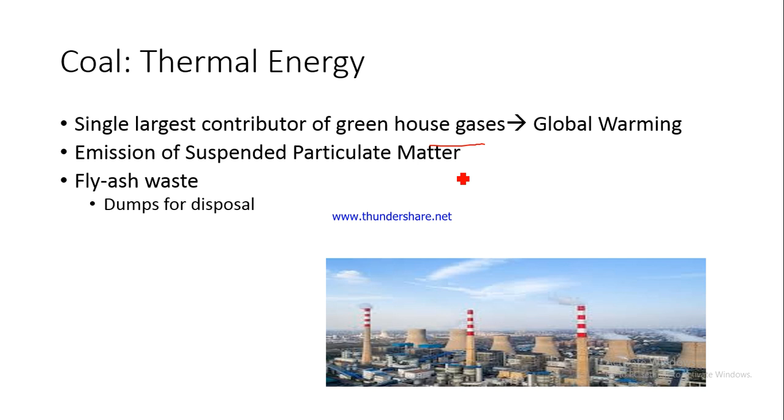Now let's talk about the fly ash waste, which gets produced whenever you are burning coal. For that we have come up with a solution to dispose of the fly ash. The solution is that you dump the fly ash in very, very large pits, known as dump pits, and this is how you dispose of it. Fine. So this is how we dispose of the fly ash that is produced during the production of thermal energy.